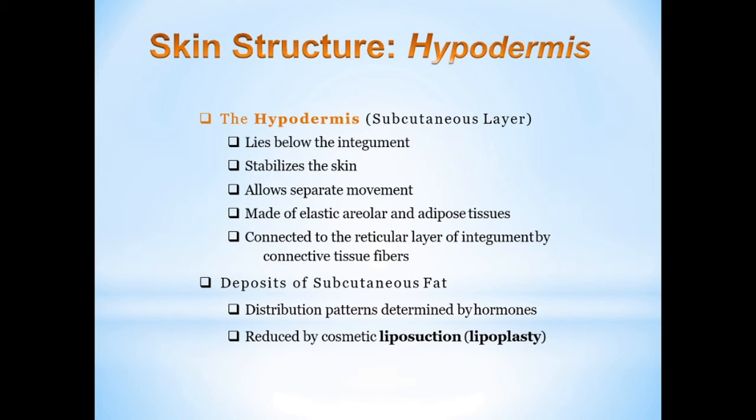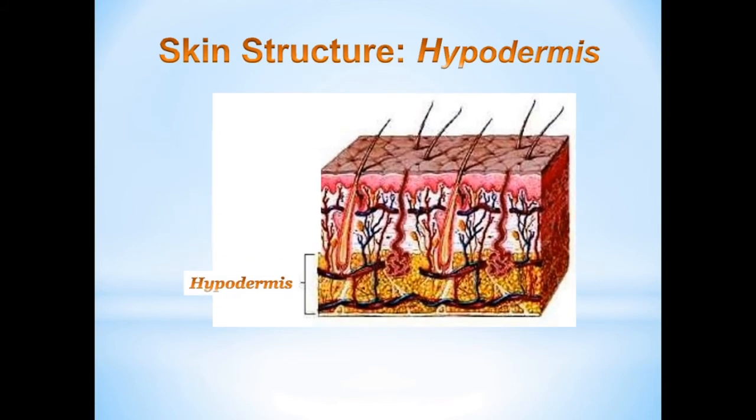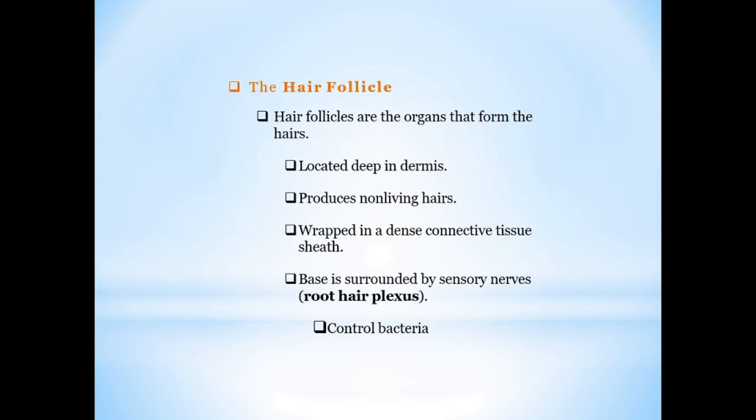Deposits of subcutaneous fat are present in the hypodermis, and the distribution patterns are determined by the hormones. The fat which is deposited in this hypodermal region is reduced by the cosmetic liposuction method which is called lipoplasty. This is the hypodermis which is present below the dermal region.